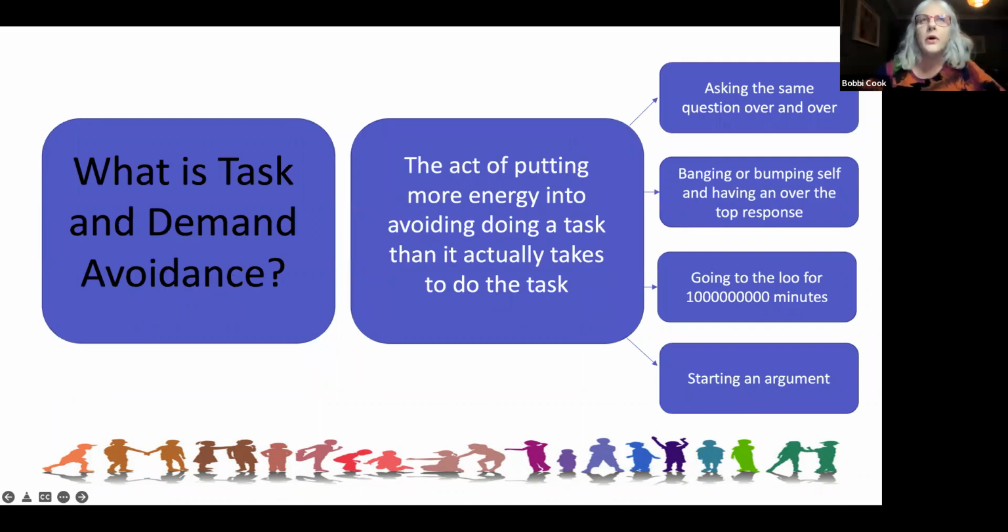As I said before, task and demand avoidance is the act of putting more energy into avoiding the task than it actually takes to do it. That can look like asking the same question over and over, arguing and arguing, going to the loo, or hurting themselves. I had a young person collapse on the floor the other day because they just couldn't cope with the demands. "I can't get up, my legs won't work." That took an hour of support to get them up off the floor. That's just being overwhelmed with the demands of every day. The energy it took to transition to bed was too much for them.